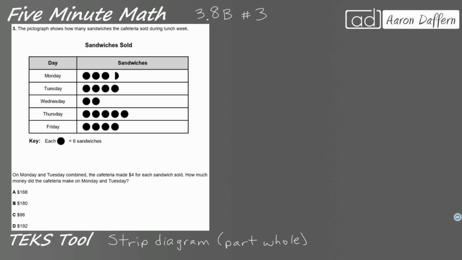Today we are looking at a TEKS tool strip diagram, specifically part whole. We're using it to solve a problem related to TEKS 3.8b, and we'll do it in 5 minutes or less. If you haven't done so already, please go ahead and take a moment to pause the video, work this problem out on your own, unpause it, and we will look at our answers together.